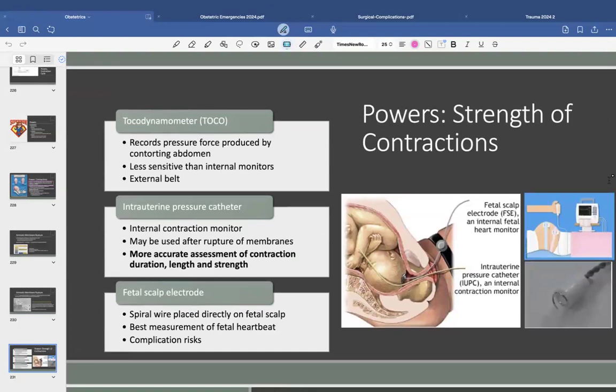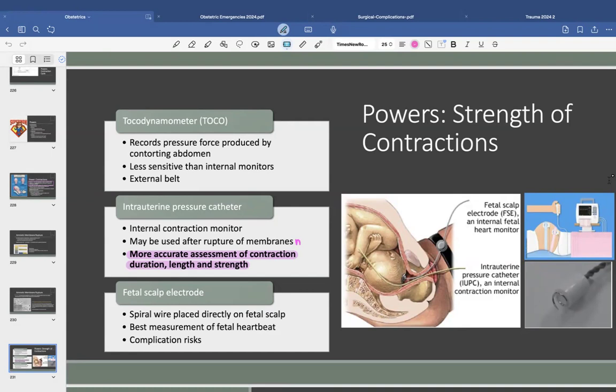The most accurate assessment is gonna be with the intrauterine pressure catheter. This may be used after rupture of membranes, but not before. This can typically pick up contractions better in an obese patient. You think about more adipose tissue in addition to the uterus and all that's going on there, it might be harder for the TOCO to pick up contractions.